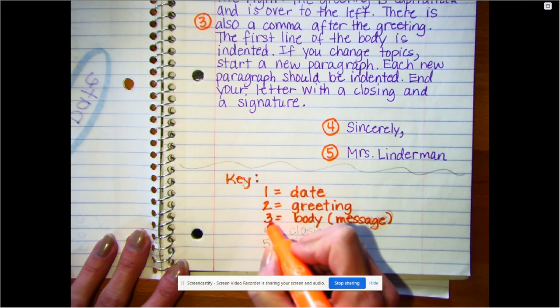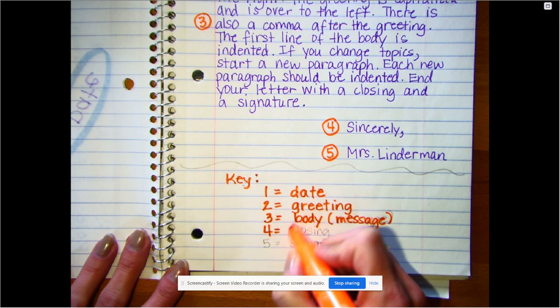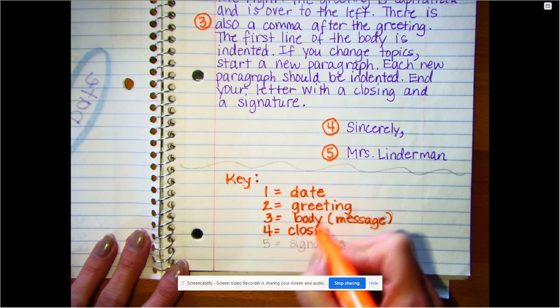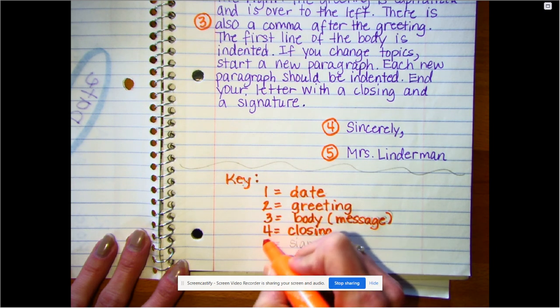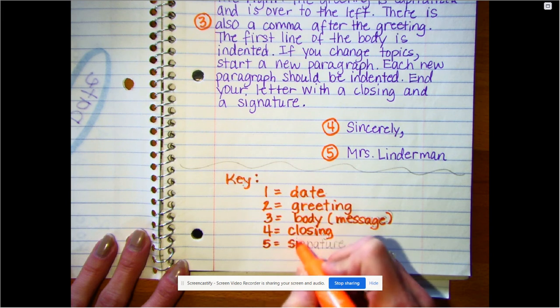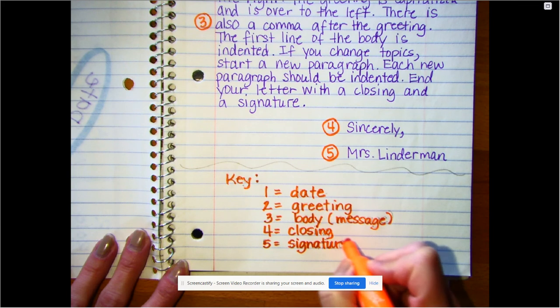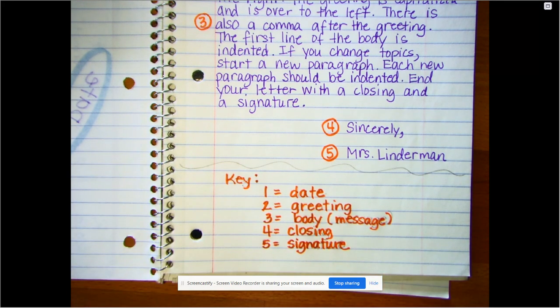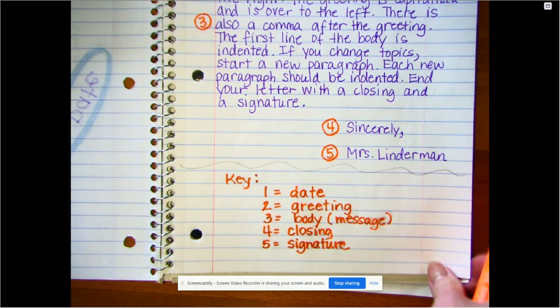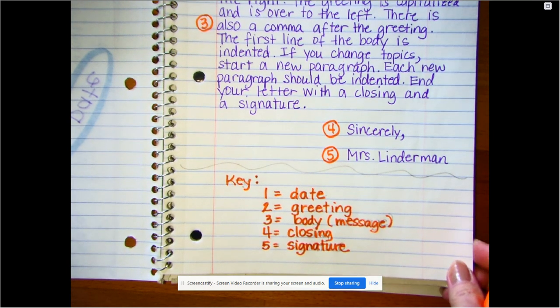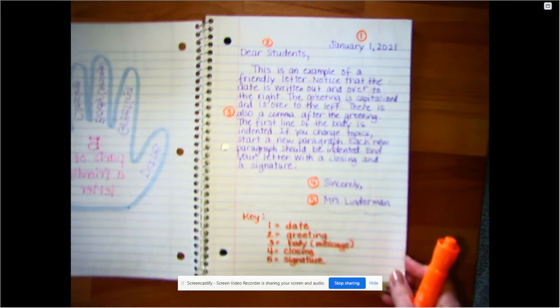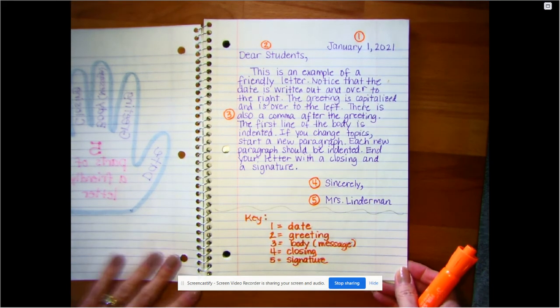And number 4 is the closing. We just talked about that. And number 5 is the signature. If you don't sign it, they're not going to know who it's from, right? That's an important part of writing a friendly letter. And I use that keyword friendly because you're being very kind. So here is an example of the 5 parts of a friendly letter.